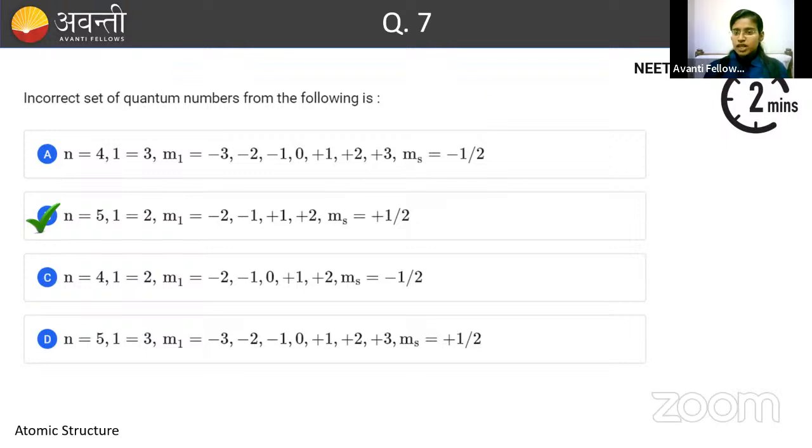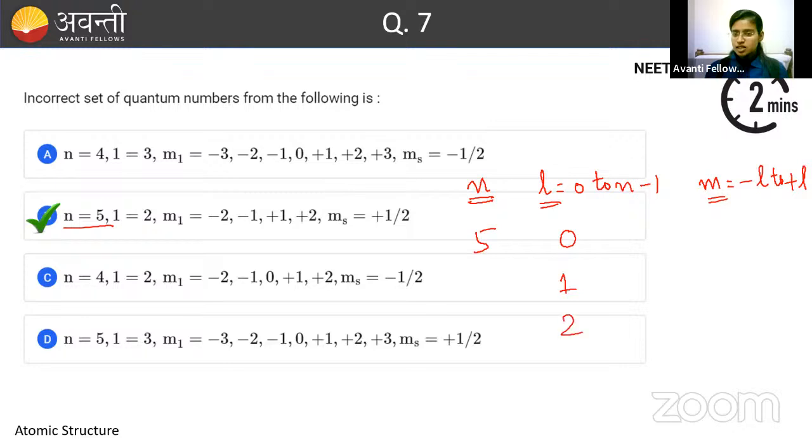So, for a given value of n, l can take values from 0 to n minus 1. This is the formula. Next, m values should be from minus l to plus l. Here the n value is given as 5. If it is 5, 0 to 5 minus 1 means 0, 1, 2, 3, and 4. So these are the 5 values of l.